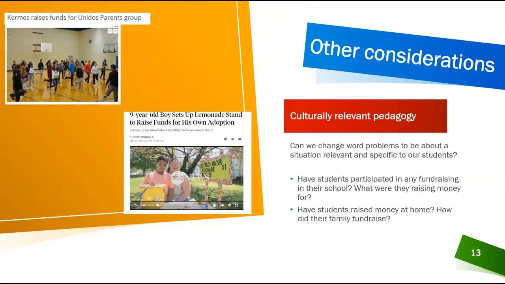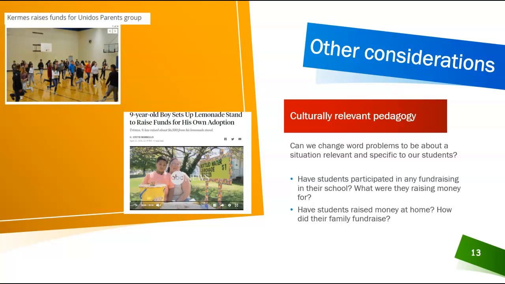Before presenting a lesson to a class, it's important to evaluate the cultural relevancy of that lesson to the students. In the application problem we saw at the beginning, the teacher could step back and think about how this word problem relates to the students. Have students participated in any fundraising in their school? What were they raising money for? Have students raised money at home? How did they accomplish this?